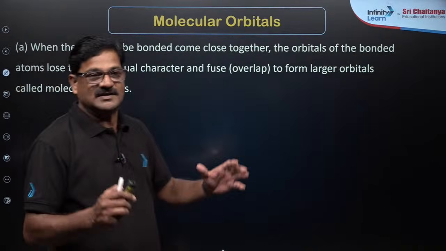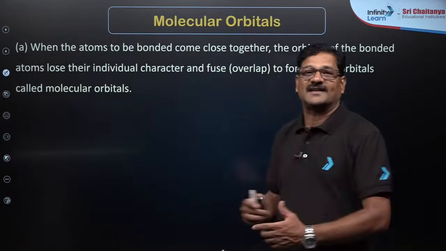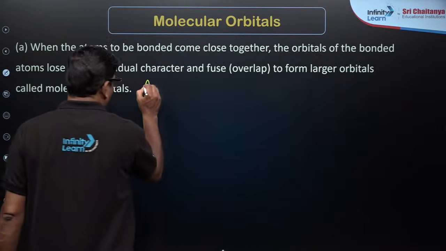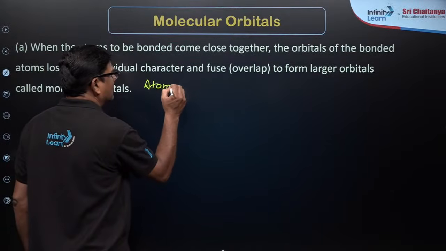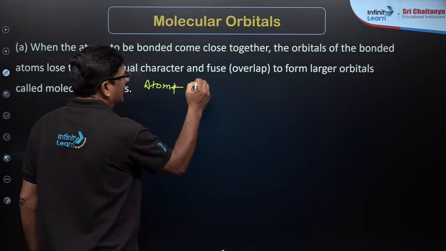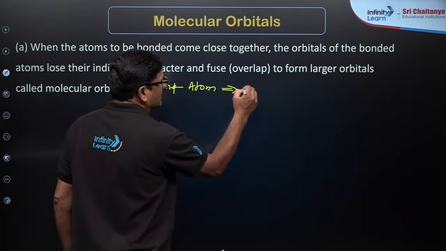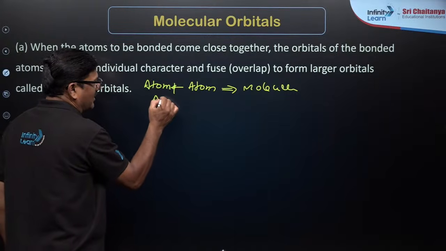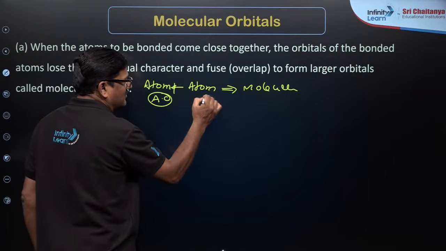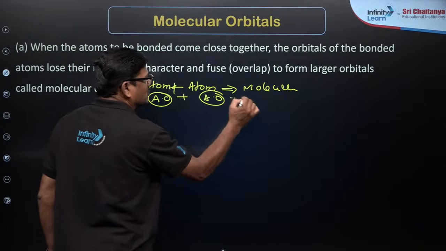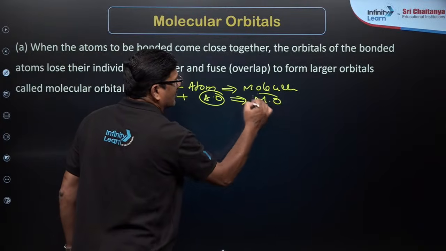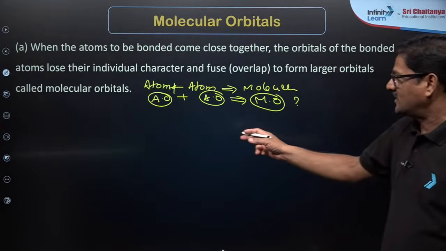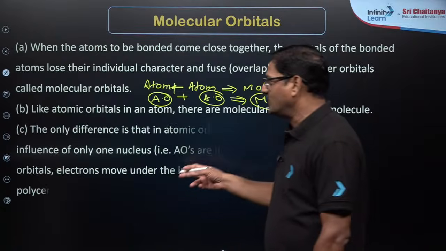It is discussing the overlapping of the atomic orbitals. When atom and atom combine, you are going to get a molecule. So what is there in the atom? Atoms contain atomic orbitals. Atomic orbitals combine to give rise to molecular orbitals. What is the scenario of the molecular orbital? You should know that. That's what I wanted to say.